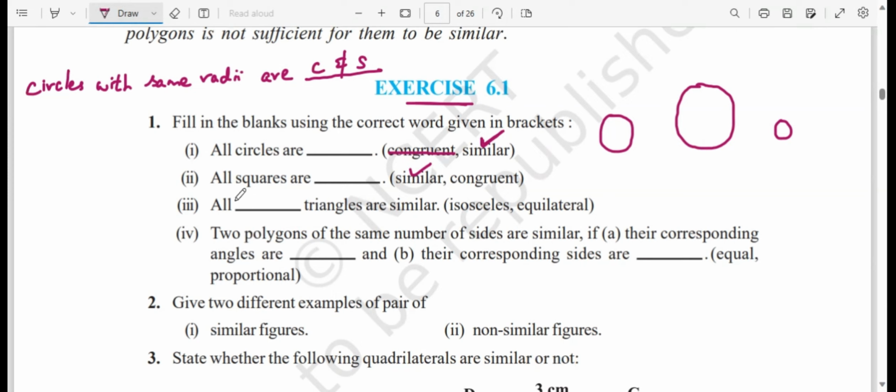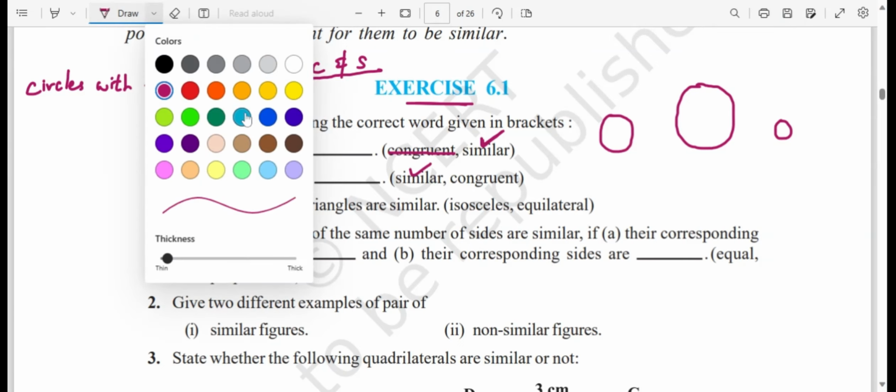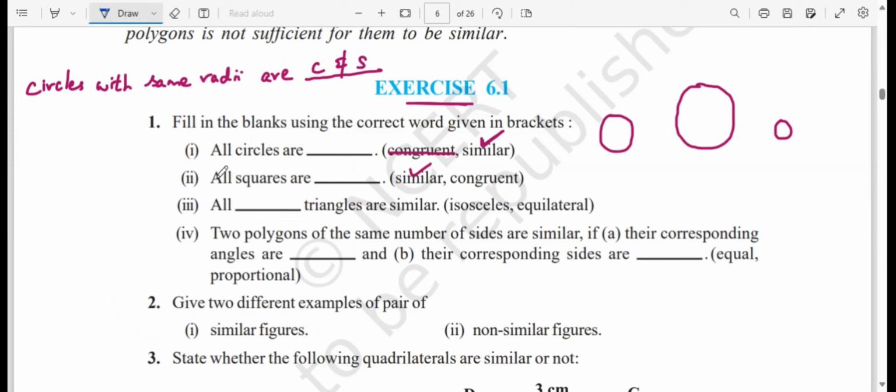Coming to the third one, all triangles are similar. So which triangle is going to be similar? Is it going to be the isosceles triangle or the equilateral triangle? First of all, let us understand what an isosceles triangle is. I think already in your ninth standard you would have studied about this isosceles triangle. So let us take two triangles.